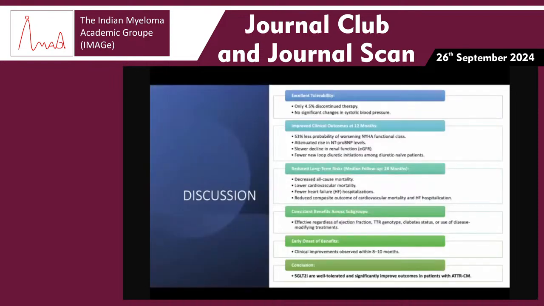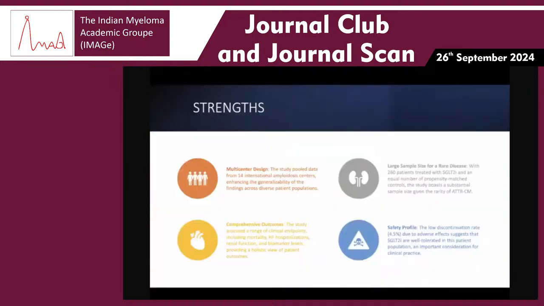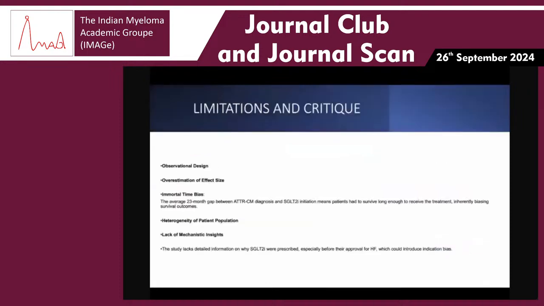There were no changes in blood pressure between the two groups. There was decreased all-cause mortality, lower cardiovascular mortality, fewer heart failure hospitalizations, and a reduced composite outcome. The benefit was consistent across all subgroups. Early onset of benefit was seen, with clinical improvement observed within 8 to 12 months. The strengths of this study are its multi-center design and large sample size for a rare disease. Comprehensive outcomes were taken, and the safety profile is robust with low discontinuation rates.